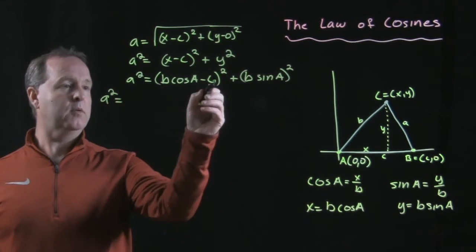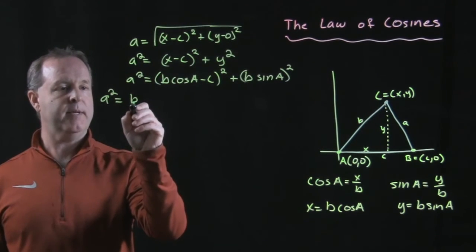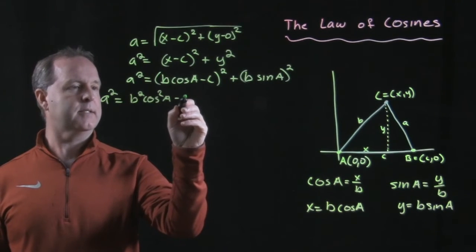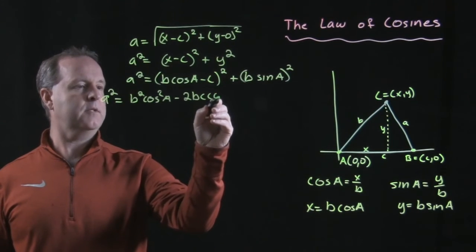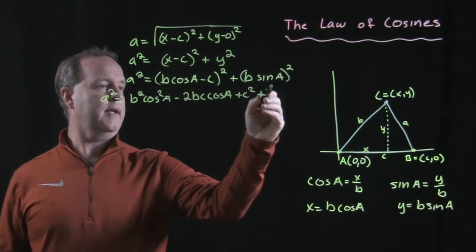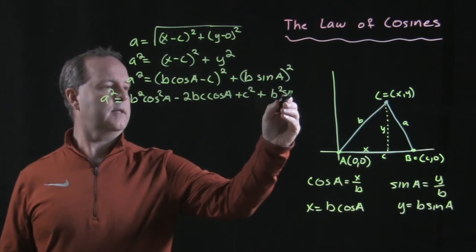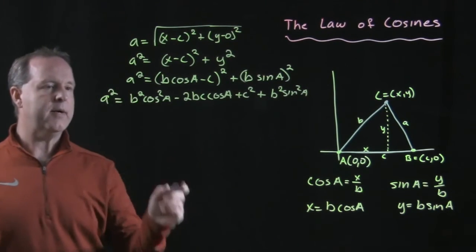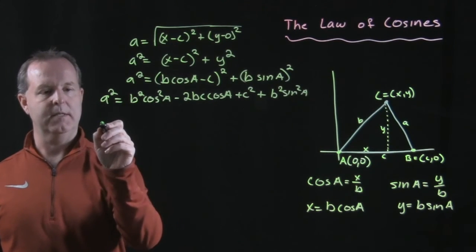A squared, multiply that out, so B cosine A minus C squared produces a B squared cosine squared A minus 2BC cosine A plus C squared. And then I deal with this one. That's a B squared sine squared A. I always love when I see cosine squareds and sine squareds. So let's see if I can get those next to each other.